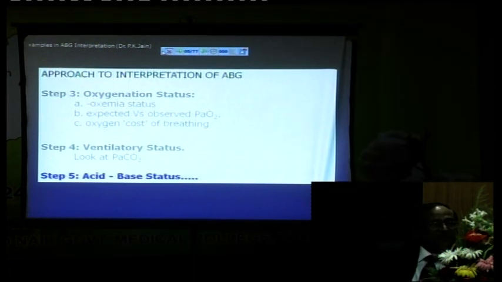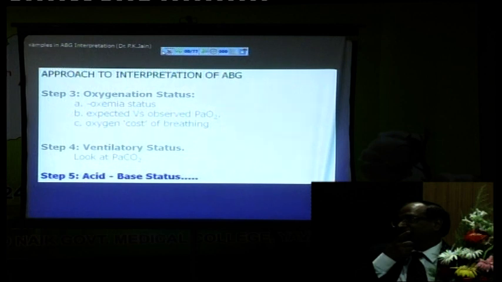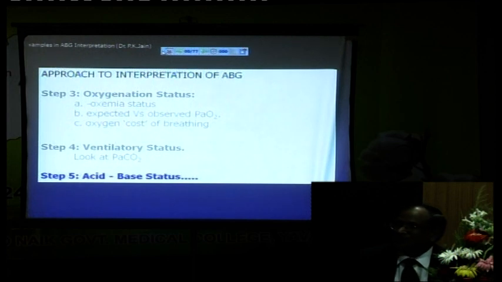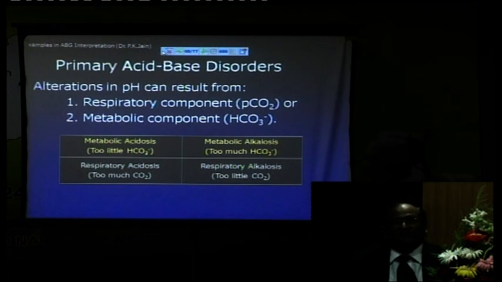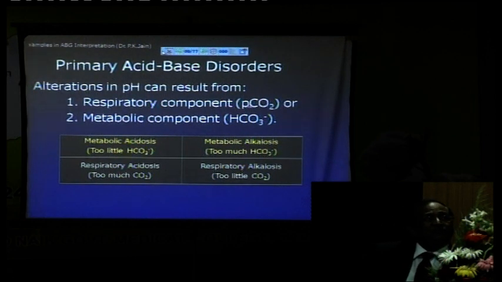And the last component is acid-base status. Oxygenation status, we finished, ventilation, we finished, acid-base. This people find most difficult. So we'll go step by step starting from basics. There are only two types of acid-base disorders: metabolic disorders and respiratory disorders. Metabolic disorder is one in which the problem is with the bicarbonate, and respiratory is one in which the disorder is with PCO2. When PCO2 dissolves in water, it gives you H2CO3 acid.